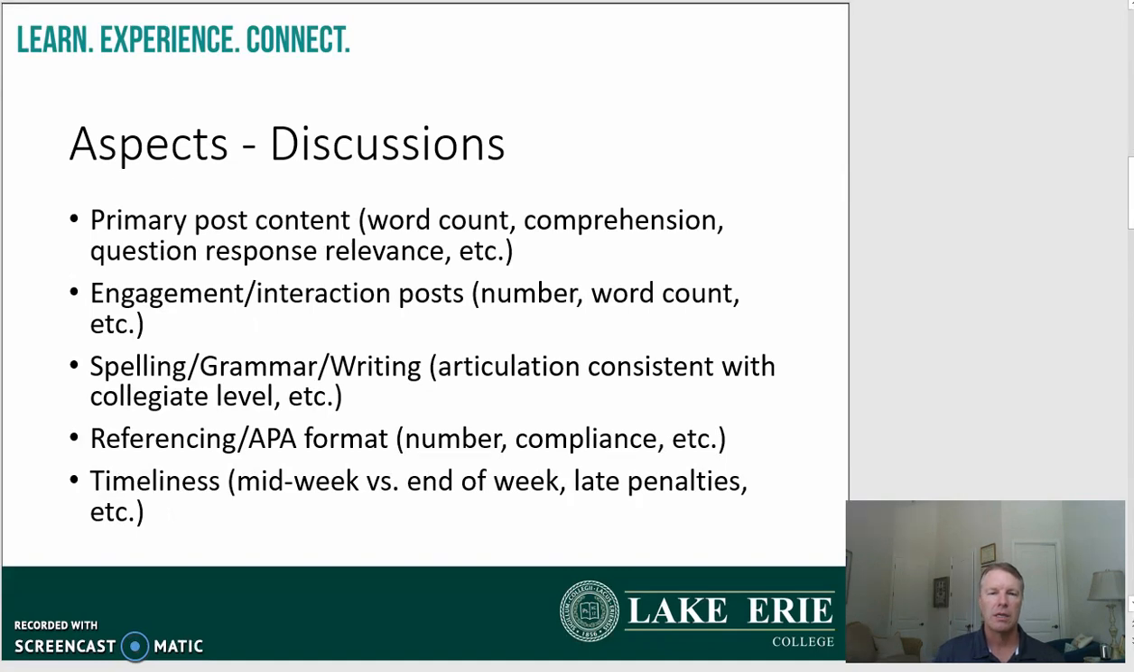So for discussions, the 5 primary aspects, grade components, if you will, really boil down to the primary post content. A lot of people will abbreviate this as content. It can include word count recommendations, like around 250 to 500 words with one reference citation and so on and so forth. It also is inclusive of comprehension and the question response relevance. So if we ask a discussion question and a student is completely off track or is misinterpreting the question or does not respond to the question appropriately, obviously content deductions would apply.